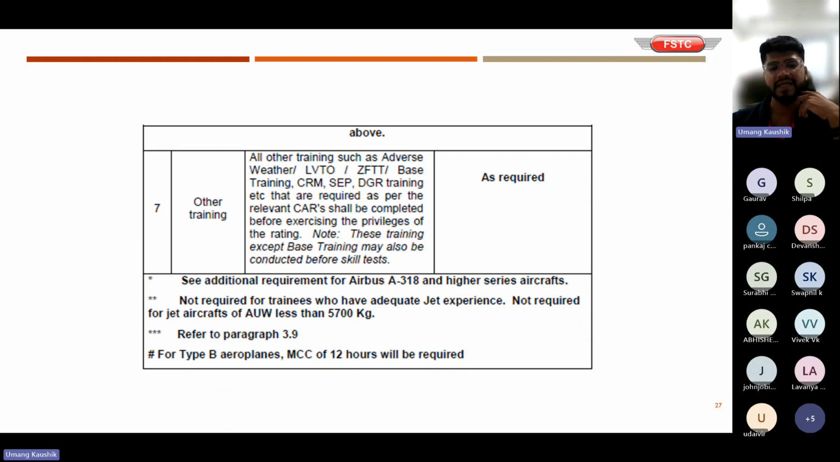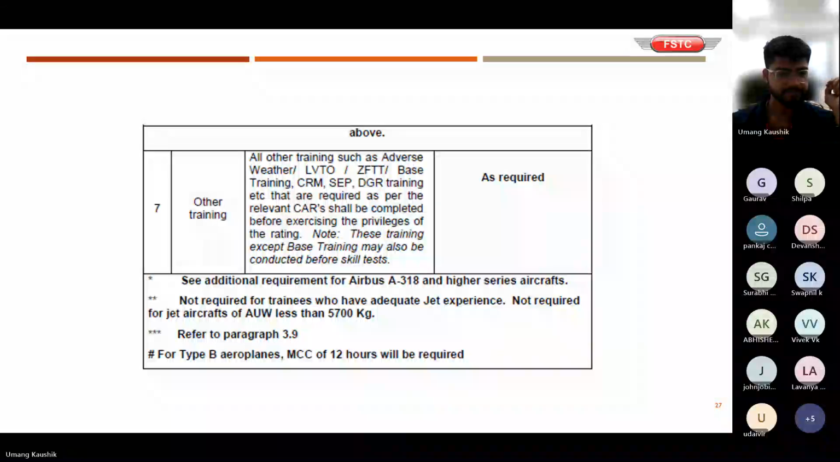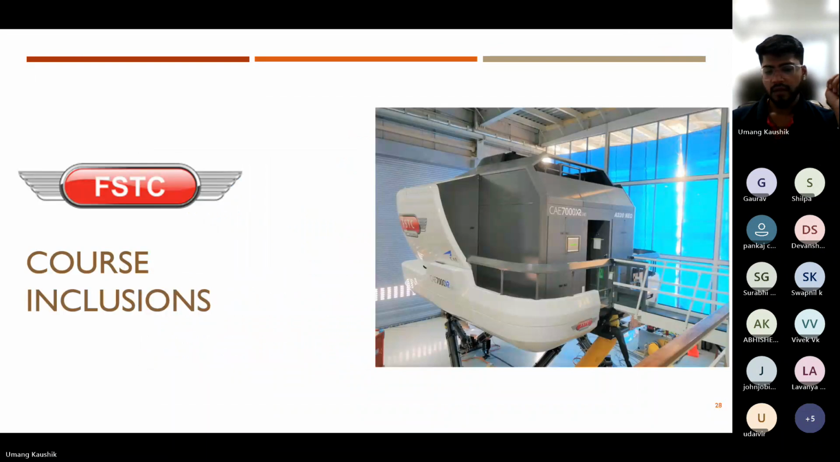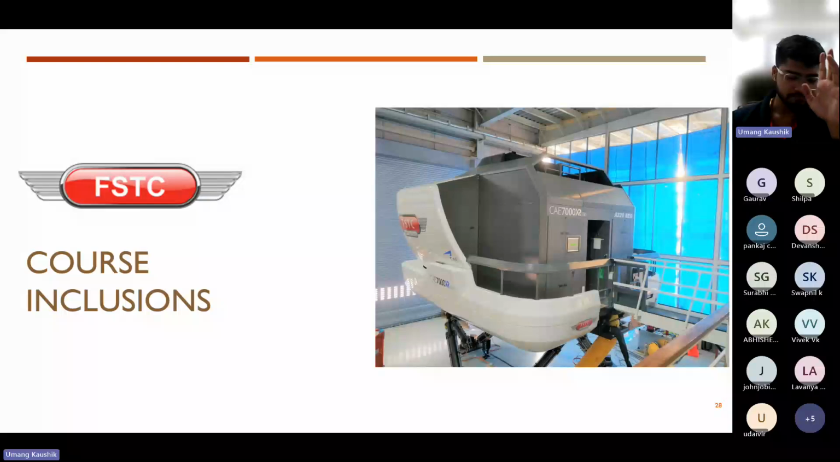Can you tell me what are type B aeroplanes? I just told you a few minutes back. Type B aeroplanes are ATR, Q400, or turboprop airplanes. So all the turboprop airplanes will require MCC of 12 hours because jet induction training was not required. Instead of jet induction training, you will be requiring MCC training, multi-crew coordination training, right? So this was all that was required from the DGCA part.